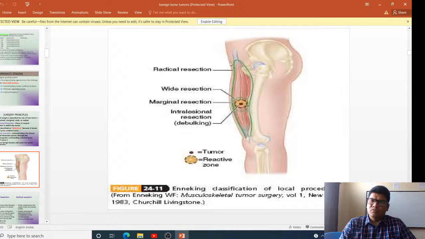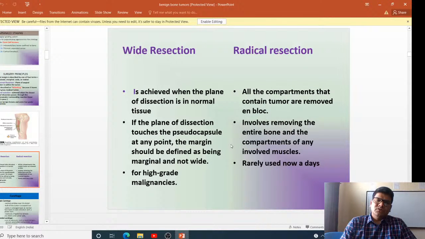Radical resection is you remove the entire limb of the tumor. Okay, that is radical resection. So wide local resection is achieved when the plane of dissection is in the normal tissue. Radical resection is where all the compartments that contain the tumor have to be removed en bloc. That is radical resection.